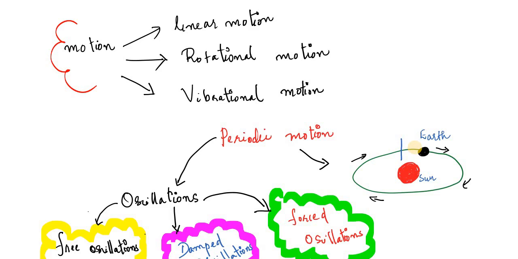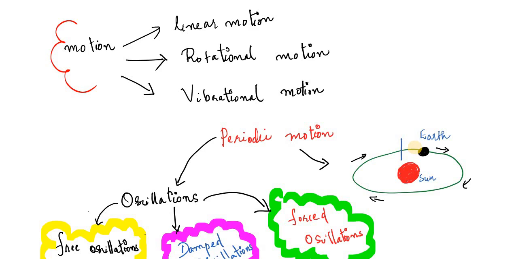Or we can define oscillatory motion with two conditions. The first condition is that it should repeat in a fixed period of time. There should be a time period. The second condition is that the body should move in both directions, forward and backward, a to and fro motion. Then it is said to be an oscillatory motion. So in this chapter, we are mainly discussing harmonic oscillators.